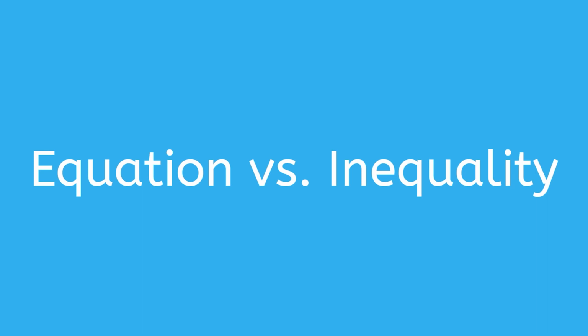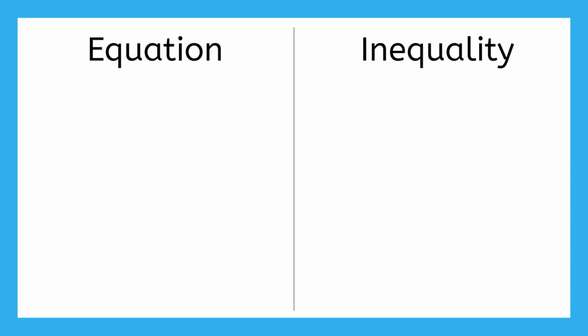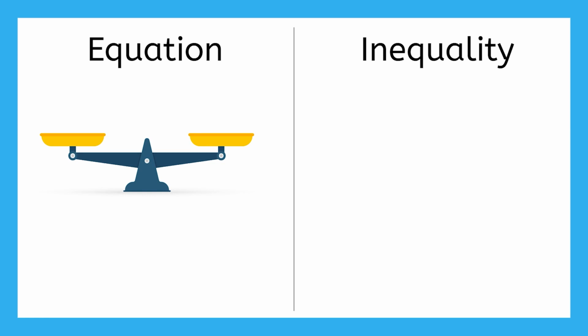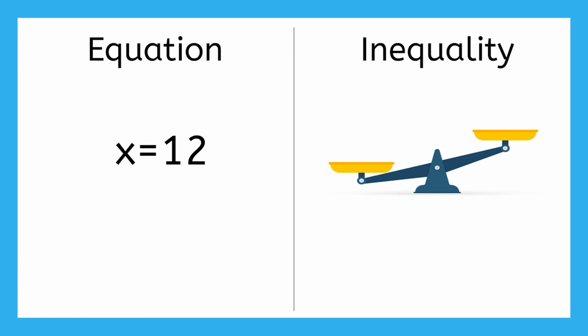So, what is the difference between an equation and an inequality? An equation is different from an inequality because an equation needs to be balanced and typically has a limited number of correct answers. Like in this equation, the only number that will make this statement true is 12. This only has one answer. But with inequalities, the scale is supposed to be unbalanced and definitely will have more than one solution.